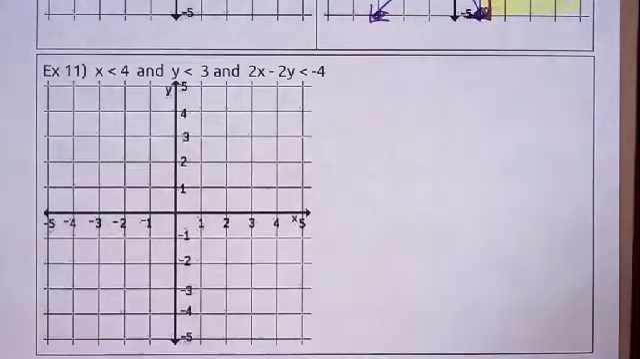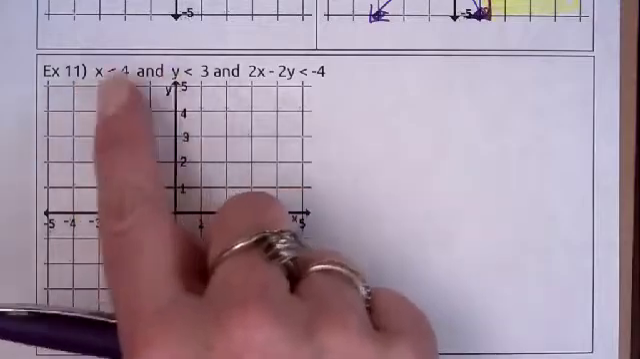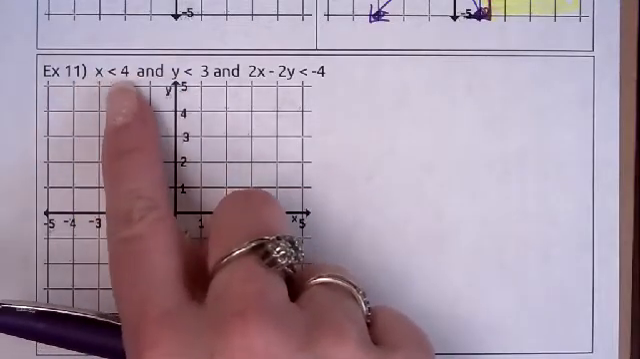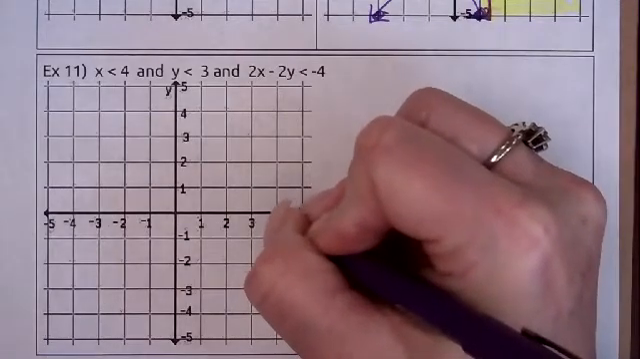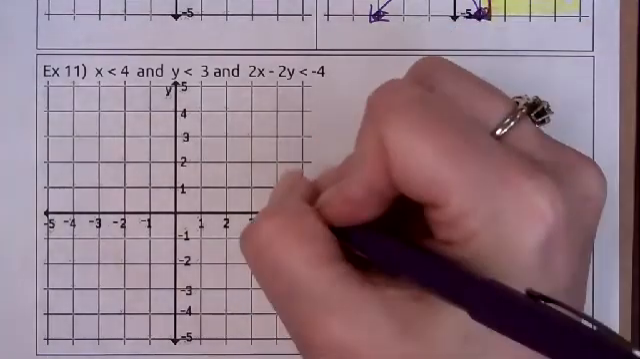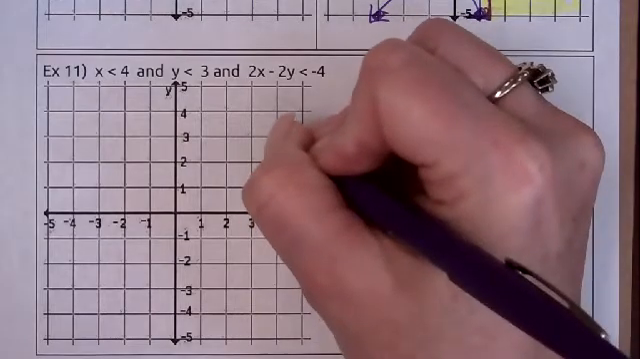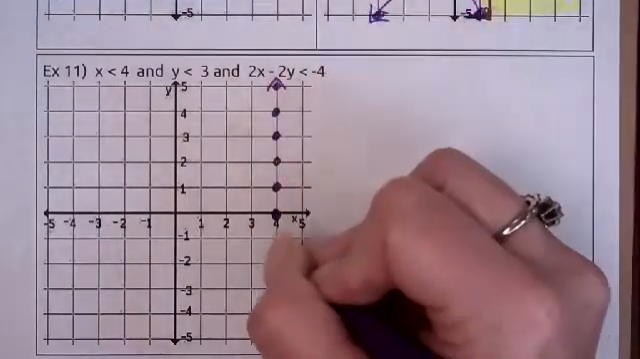Now, if I notice my first 2 inequalities, I don't have to do anything with it. I just got to graph them. There's no solving. So x is greater than 4. So that, remember, x is vertical, and it's a dotted line. So I'm going to +4 on the x-axis, and I'm going to make my positive line right here.